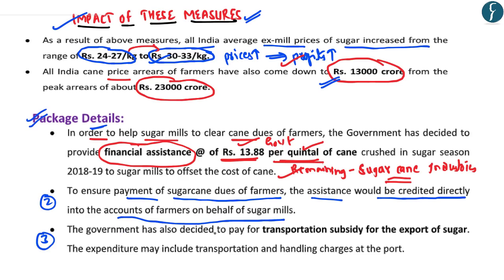And lastly, the government has also decided to pay for the transportation subsidy which the sugarcane industries may incur for the export of the sugar from India. Now, this transportation subsidy may include the expenditure which may be incurred for transportation or handling charges at the ports. So, these are the three measures which the government has now undertaken in the new package for the benefit of sugarcane industries as well as the sugarcane farmers in India.